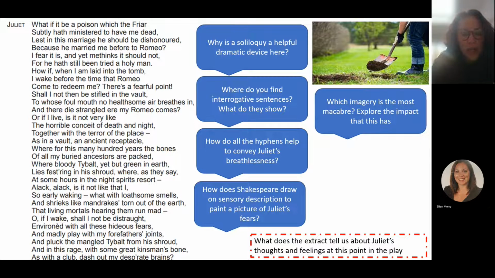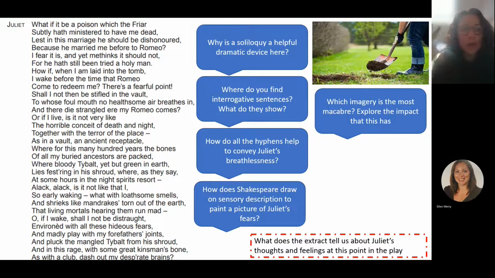Why is a soliloquy a helpful dramatic device? What is the purpose of a soliloquy? It shows the innermost thoughts and feelings of a character, often their most truthful thoughts and feelings. Why has Shakespeare used the soliloquy here? Where do you find interrogative sentences? These are your sentences with question marks. They're scattered throughout this particular soliloquy.